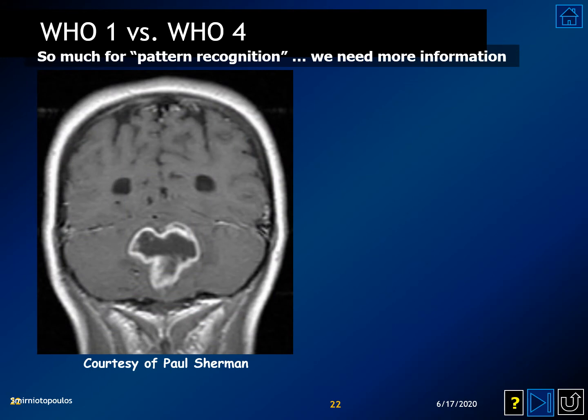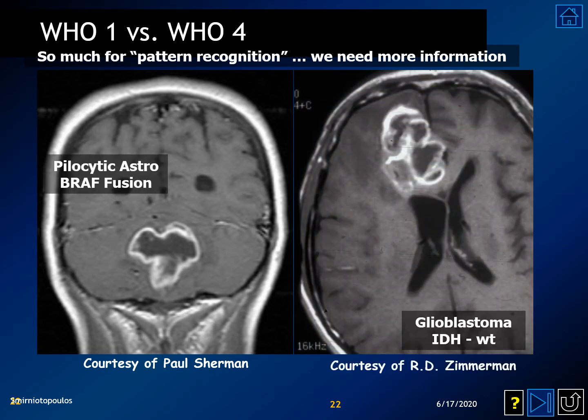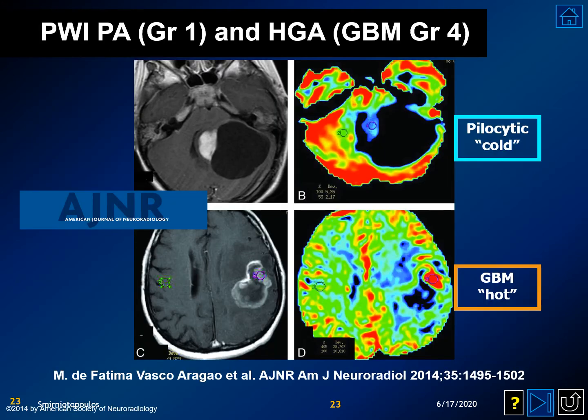If we compare these two images, we have a pilocytic astrocytoma in the cerebellum that is an irregular heterogeneous ring-enhancing mass. And we also have a glioblastoma multiforme in the frontal lobe. These tumors are differentiated primarily by their histology, but also by their location and their age. And using genetic markers, the pilocytic astrocytoma has a BRAF fusion mutation, and the glioblastoma, as we mentioned before, is likely to have IDH wild type.